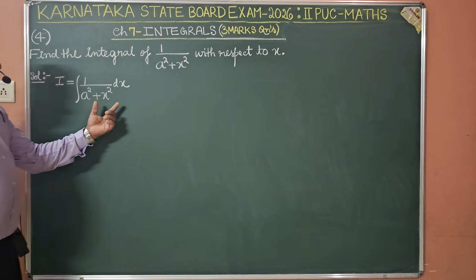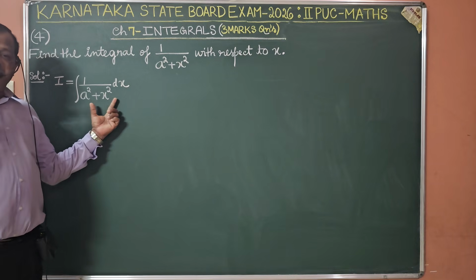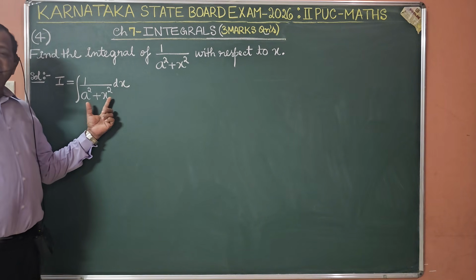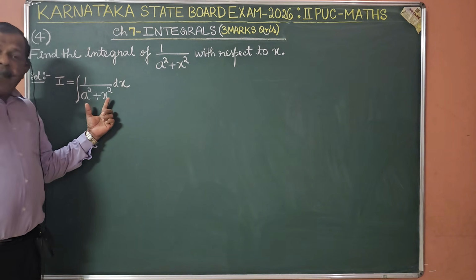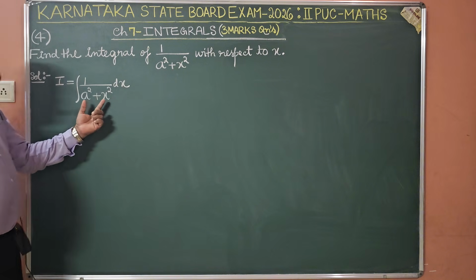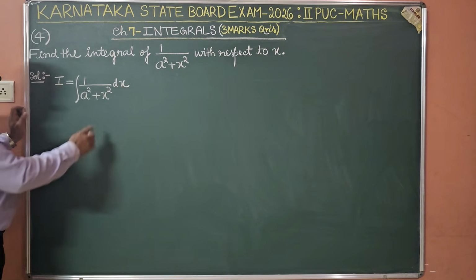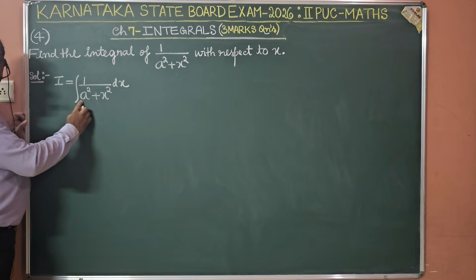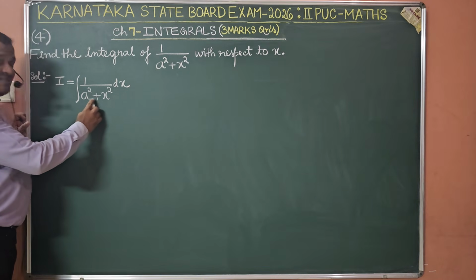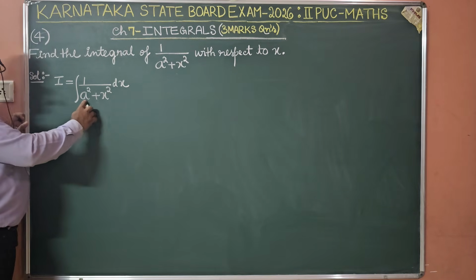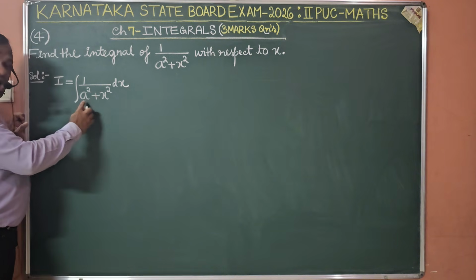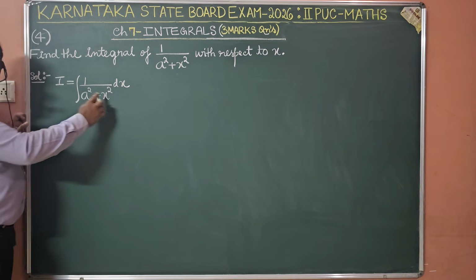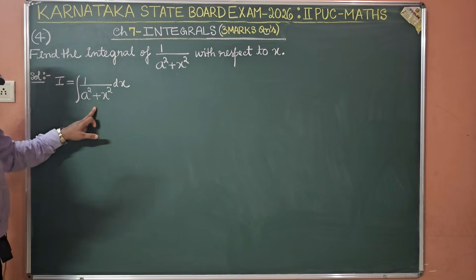In this exercise, students usually commit a mistake. They think that this problem is under partial fractions. No, this is not under partial fractions, because here we have plus x square as well as plus a square. When both are plus x square and plus a square, we cannot factorize. Therefore, this is not under partial fractions. Instead, it is under the method of substitution.